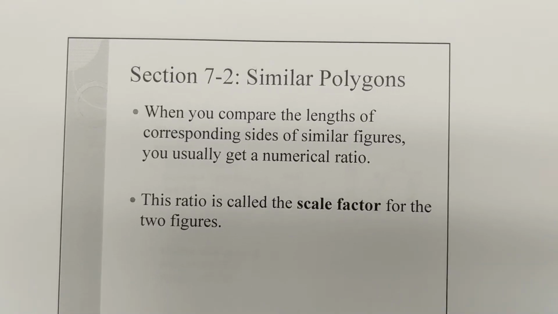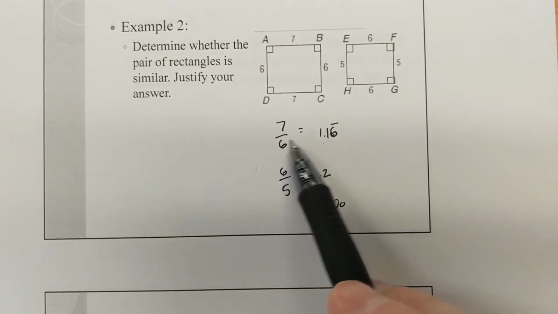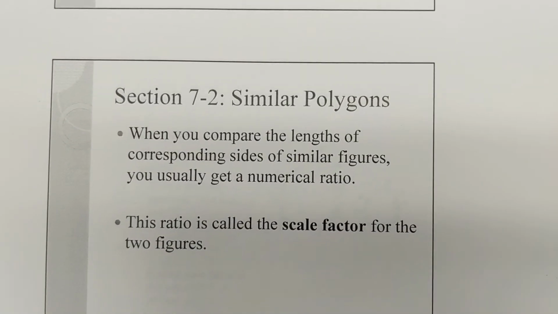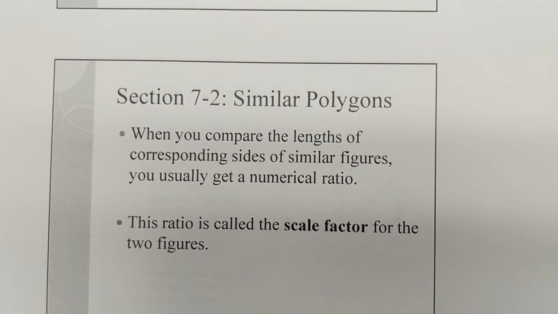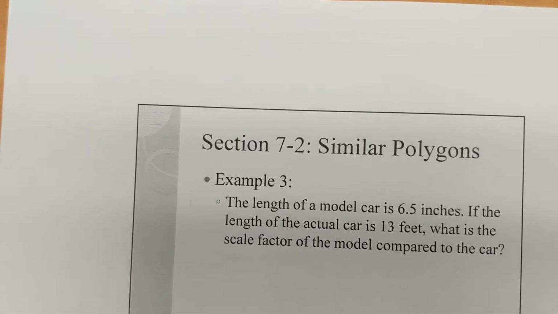When you compare the lengths of corresponding sides of similar figures, you get a ratio. So like this, these are the ratios. On the previous one, it was the 1.3 repeating. That's referred to as the scale factor. That tells you what you have to multiply by to go from one figure to the next.